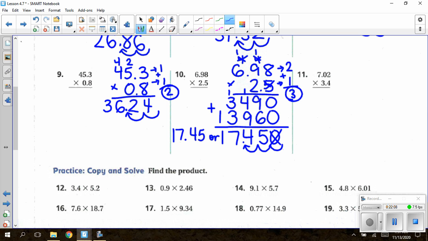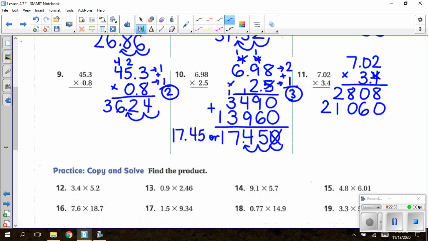And for question number 11, we have 7 and 2 hundredths, times 3 and 4 tenths. So 4 times 2 is 8, 4 times 0 is 0, and 4 times 7 is 28. Cross off the 4, drop a 0. 3 times 2 is 6, 3 times 0 is 0, 3 times 7 is 21. Add the partial products together.